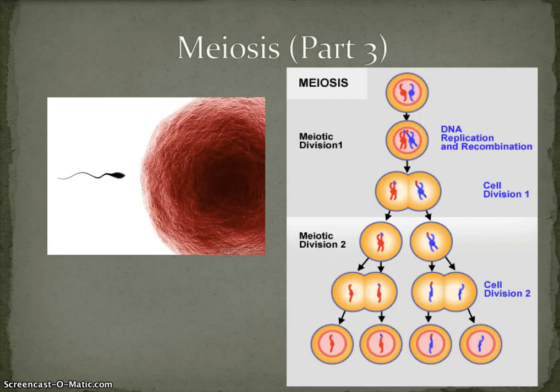Meiosis, pronounced meiosis, is the process of making sex cells, or gametes. Pictured here are the different ways we can picture meiosis: a sperm entering an egg, sexual reproduction, and on the right, actually showing how the cells divide twice instead of just once like they do in mitosis.